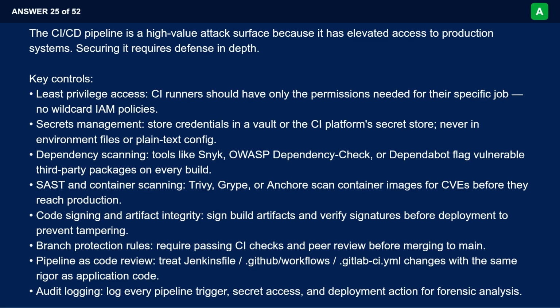Code signing and artifact integrity. Sign build artifacts and verify signatures before deployment to prevent tampering. Branch protection rules. Require passing CI checks and peer review before merging to main. Pipeline as code review. Treat Jenkinsfile, GitHub workflows, and GitLab YAML changes with the same rigor as application code. Audit logging. Log every pipeline trigger, secret access, and deployment action for forensic analysis.